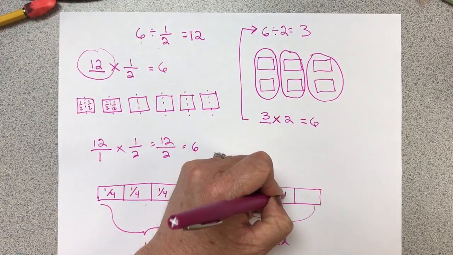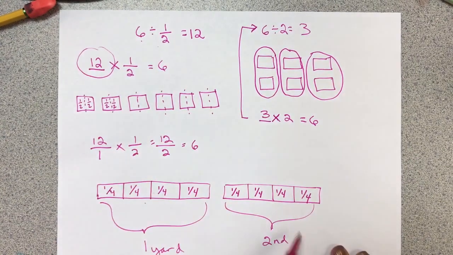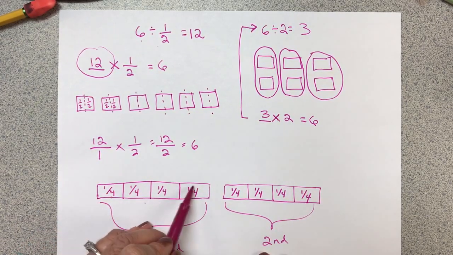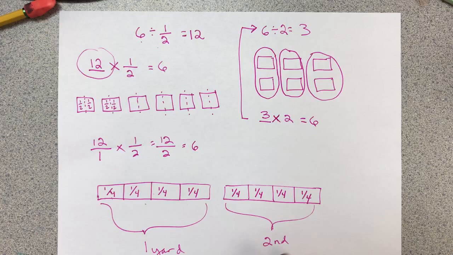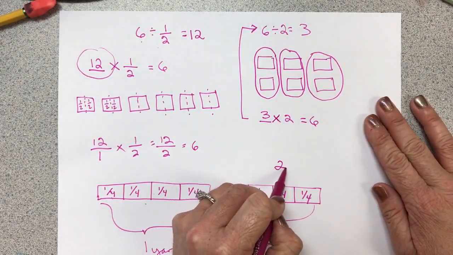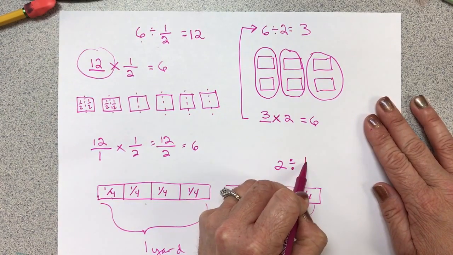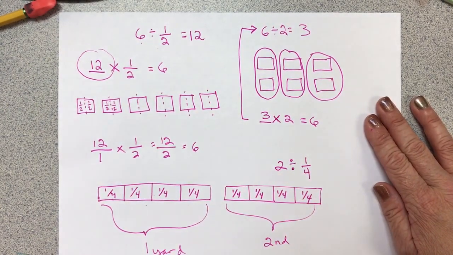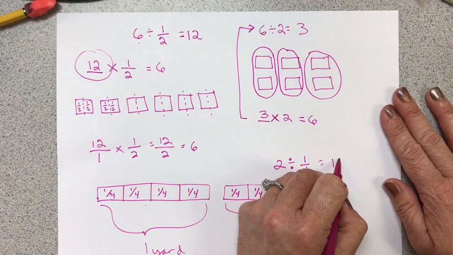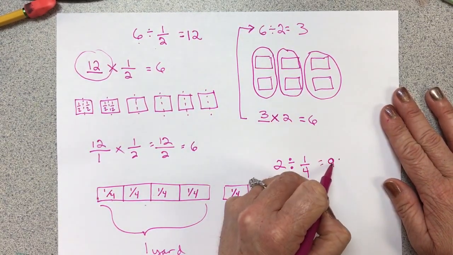So how many bows can Caitlin make if she has 2 yards of ribbon? And hopefully you can see she could make 8. This would be 1 bow, 2 bows, 3, 4, 5, 6, 7, 8. And I forgot to write down the equation. The equation would be 2 divided by 1/4. I hope that was clear. So 2 divided by 1/4 equals 8.